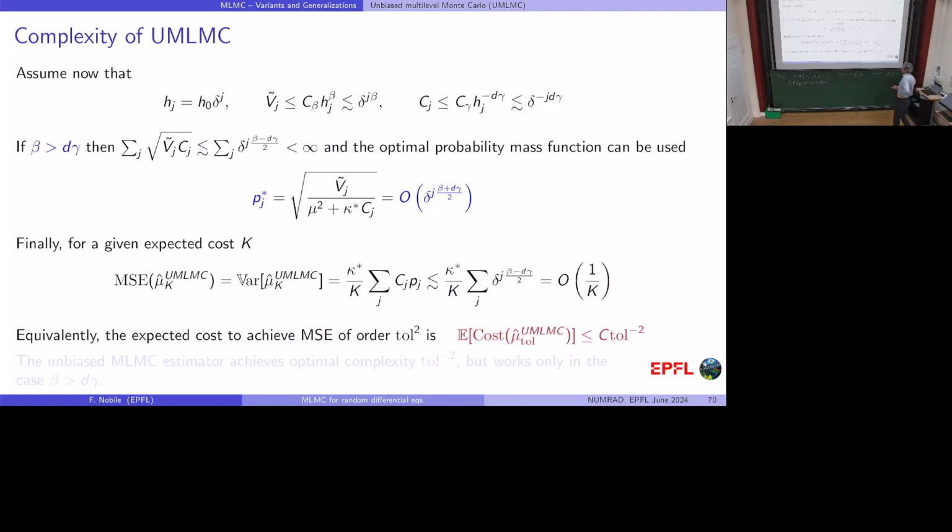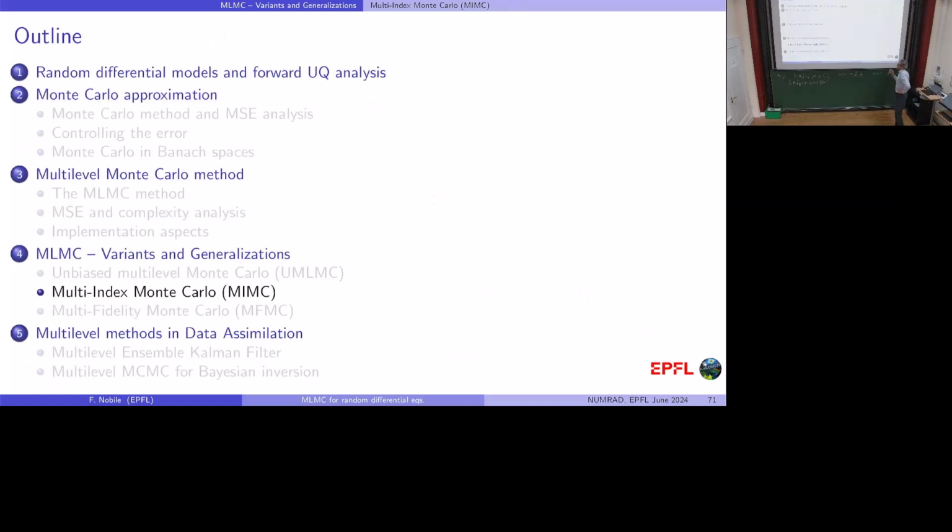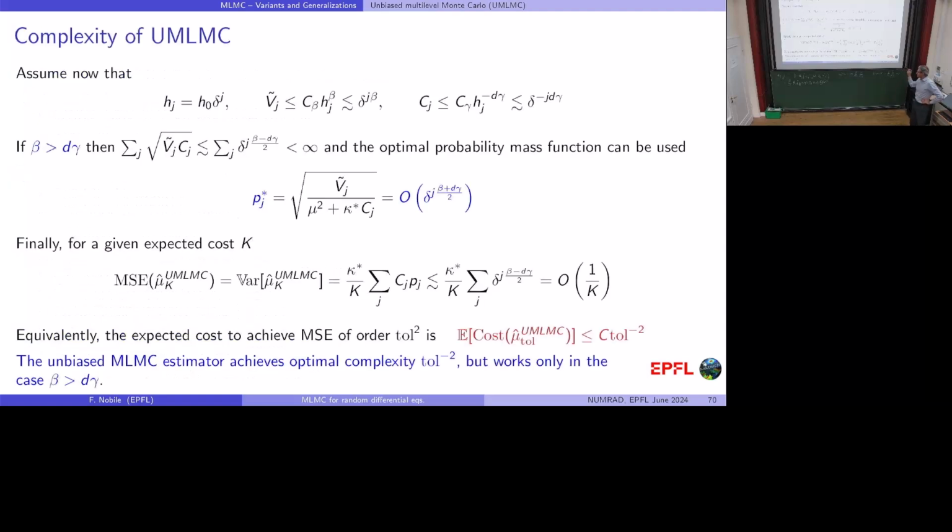Okay. So that was, I think, a nice variant of the multilevel Monte Carlo that could be useful in certain settings.